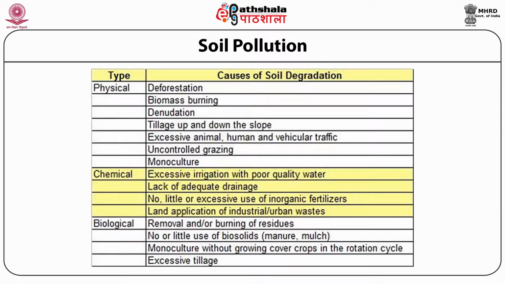Chemical causes of soil degradation include excessive irrigation with poor quality water, lack of adequate drainage, little or excessive use of inorganic fertilizer, and land application of industrial and urban waste. The biological causes of soil degradation include removal or burning of residues, no or little use of biosolids, which include manure or mulch, monoculture without growing cover crops in the rotation cycle, and excessive tillage.